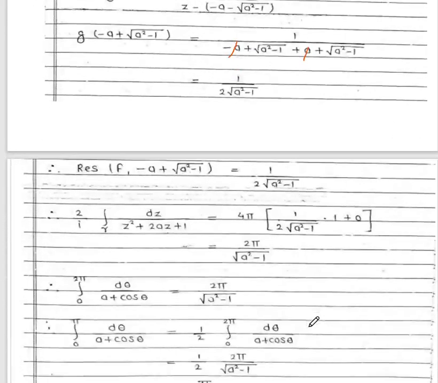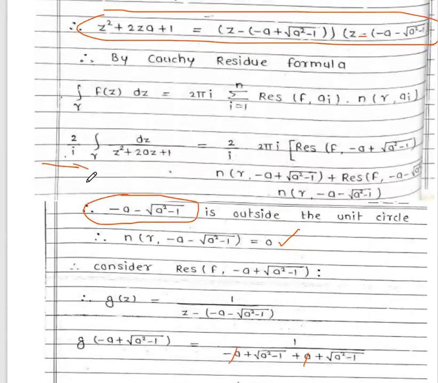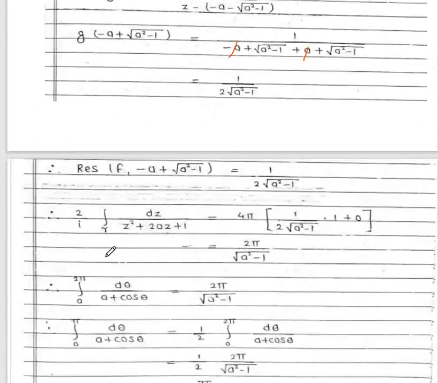Okay, so putting these values in this equation, the left hand side is 2 upon i, the integral over curve gamma of dz upon z square plus 2az plus 1, equal to 4π times, in the first bracket, 1 upon 2 under root a square minus 1 into 1, since the index of the closed curve is 1, plus 0, since the index of the closed curve is 0. Okay, so solving we will get 2π upon under root a square minus 1.